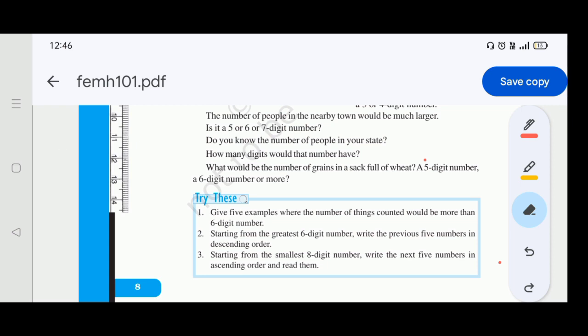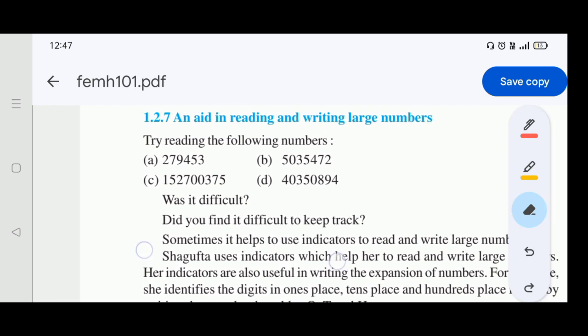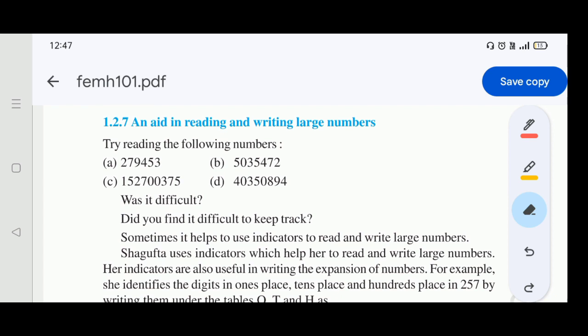Moving on to the next. The next topic is 1.2.7, an aid in reading and writing large numbers. Try reading the following numbers. First number is, we can read easily by inserting commas. So I'm inserting commas in all these numbers from last. So here there would be 1 comma and here 1 comma. So it is 2,79,453.